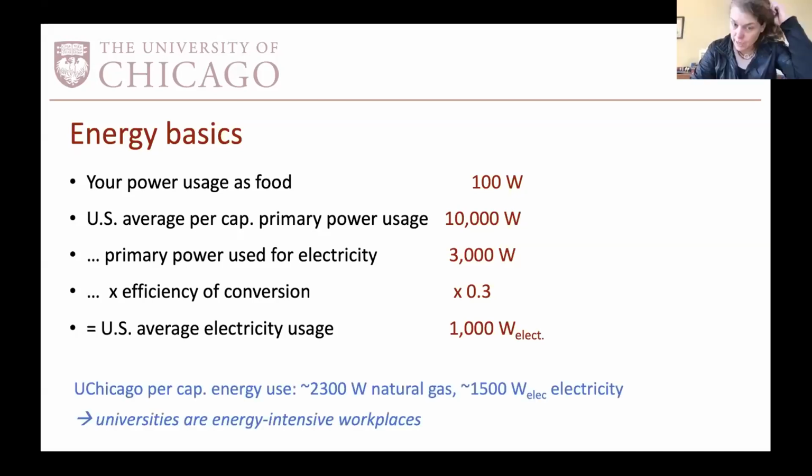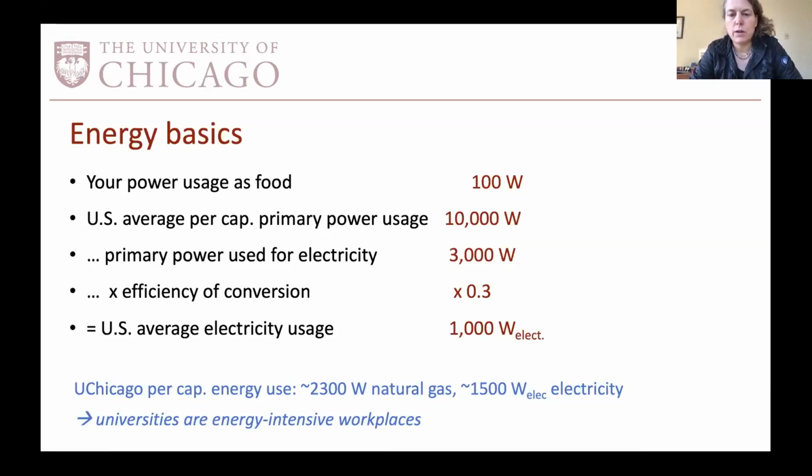So my guesstimates, or my estimates from some numbers I have from 2015, and I have to make some estimate of the number of people who are students or working at the university, is that the average student, staff, faculty, average person affiliated with the university on the campus alone, the consumption is about 2,300 watts of natural gas averaged over the whole year. Obviously, it's higher in the winter. And about 1,500 watts of electricity in these units of electricity watts.